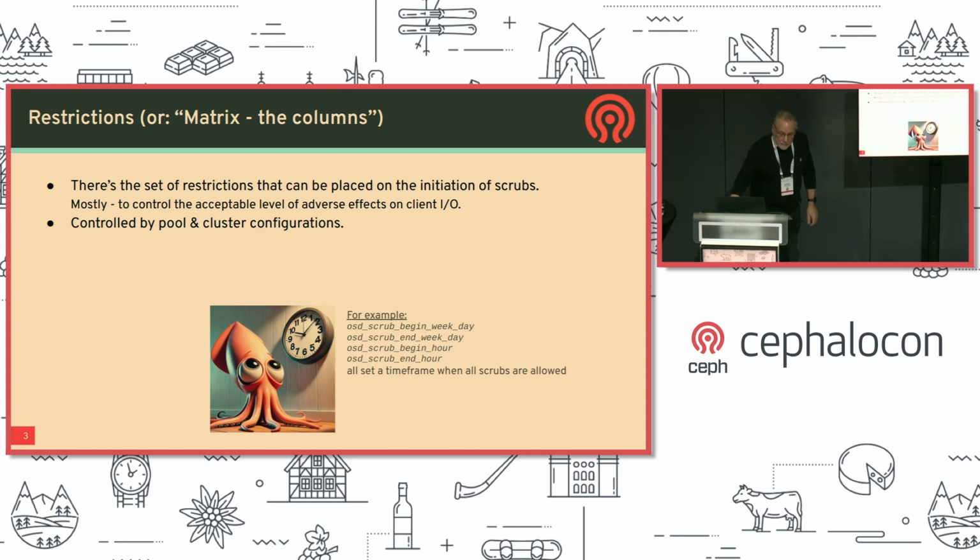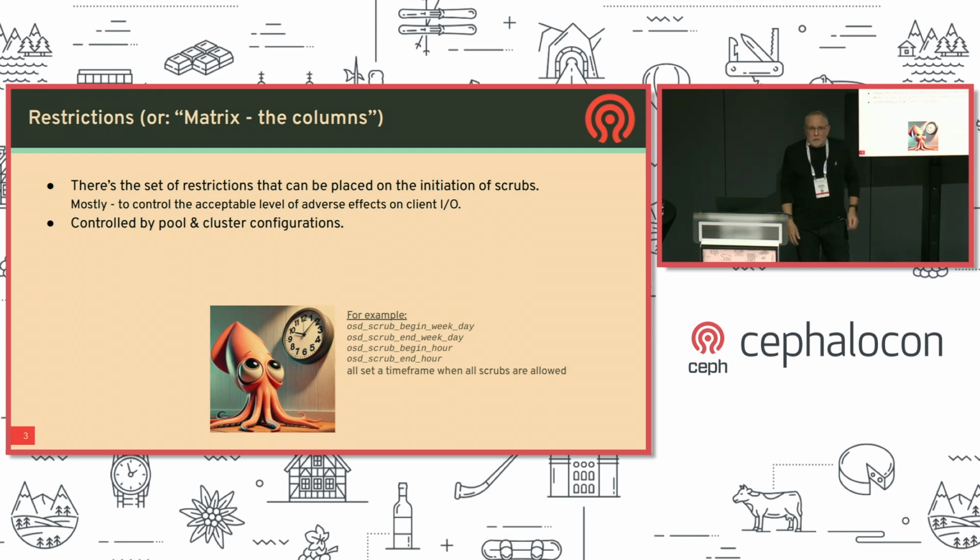So what is the table I'm talking about? The columns are the possible restrictions that can be placed mostly on the initiation of scrubs. Usually, we are assuming that the operator is using those configuration options to limit any adverse effect of scrubs on the I/O, the client I/O performance of the cluster.